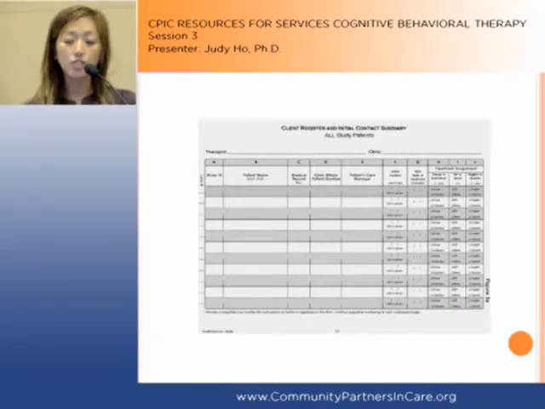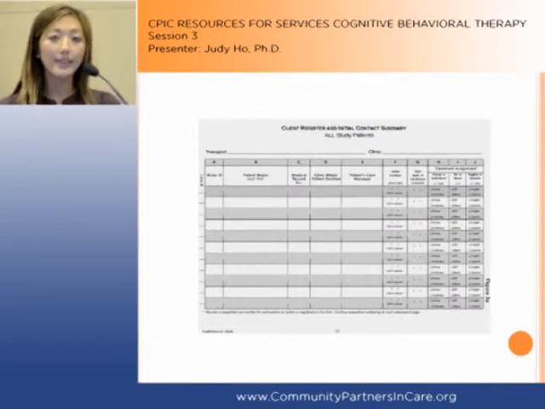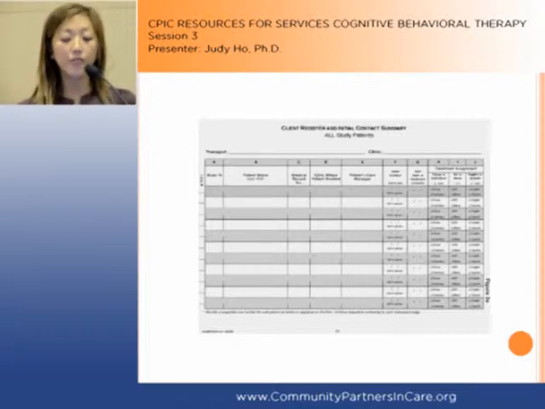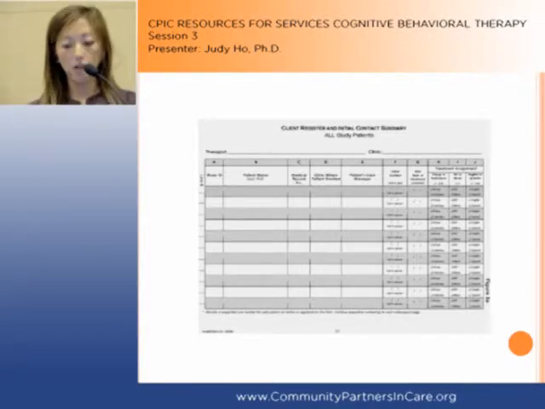Form I is a client register and initial contact summary. And again, this is a form that you put as a summary for all of your clients. So you put the patient's name, their medical record number, the clinic where they're enrolled, who's their care manager, when the initial contact was made, the start date of treatment, and what treatment assignment is it? Is it a group or individual? Is it behavioral or meds? And are they English or Spanish speaking?